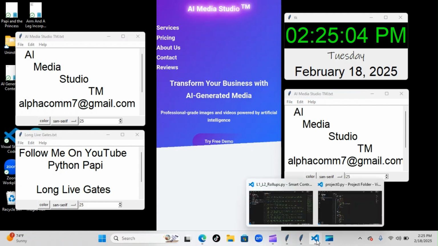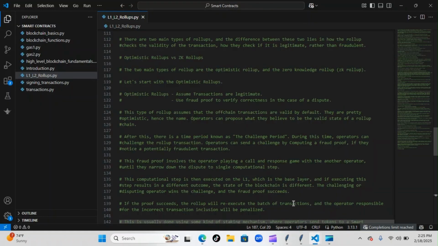Yesterday, if you recall, we were going over information on rollups, so we're going to pick up more on that. There are two main types of rollups, and the difference between them lies in how the rollup checks the validity of a transaction, how it checks whether it is legitimate rather than fraudulent: optimistic rollups versus ZK rollups. The two main types are the optimistic rollup and the zero knowledge rollup, or ZK rollup. Let's start with the optimistic rollups.